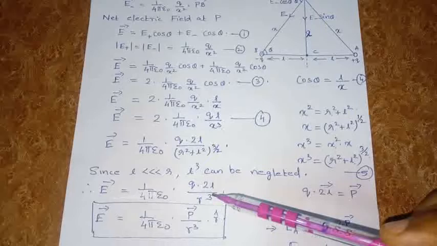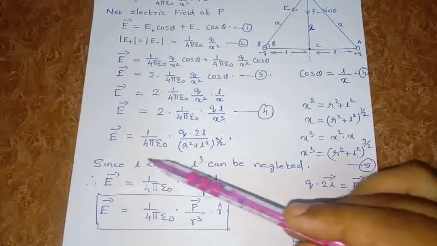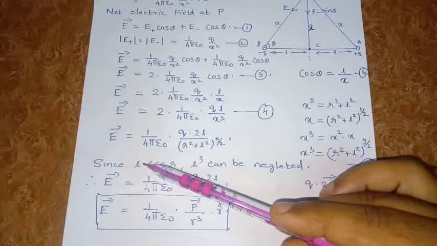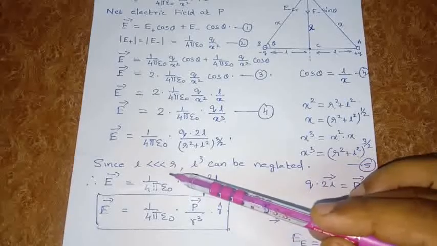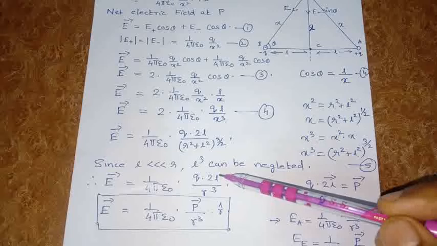Now the previous assumption I am taking: L is very much lesser than R. Half of the length of the dipole is much lesser than the distance of the point from the center of the dipole. Therefore L cube can be neglected.